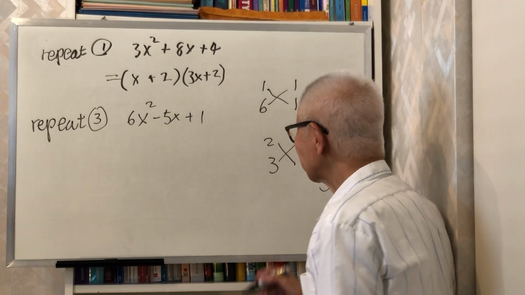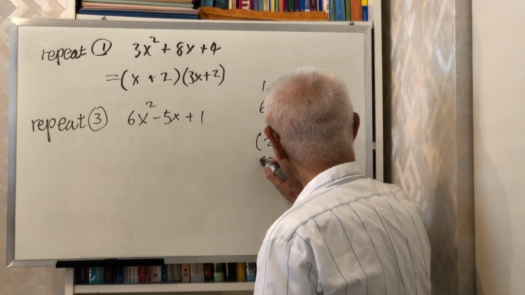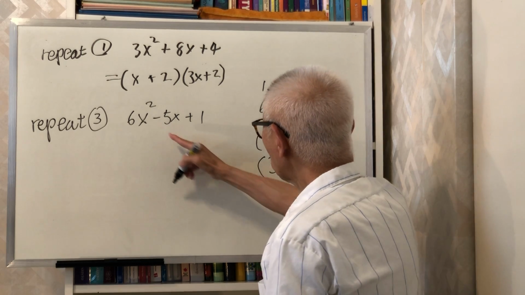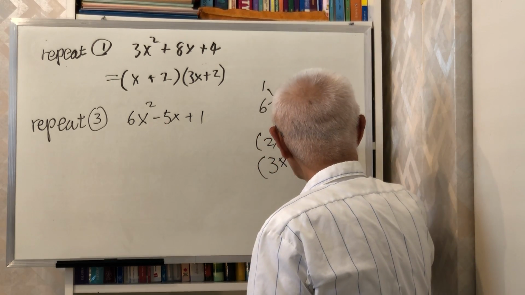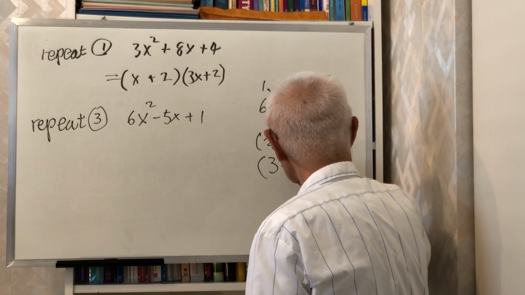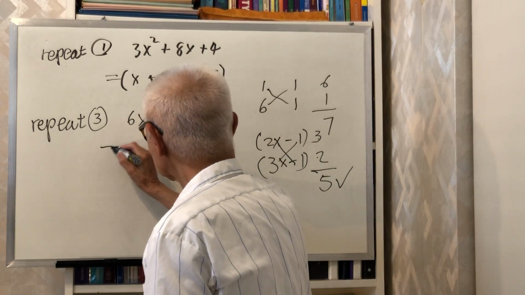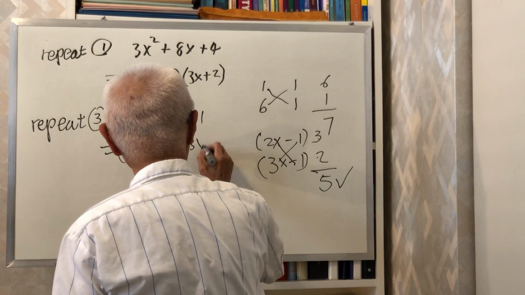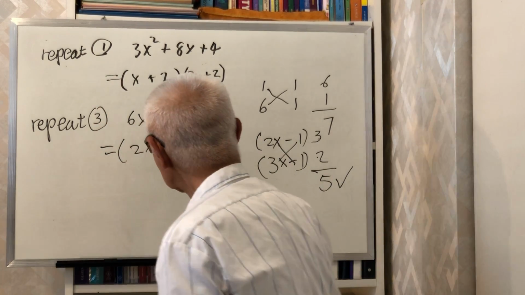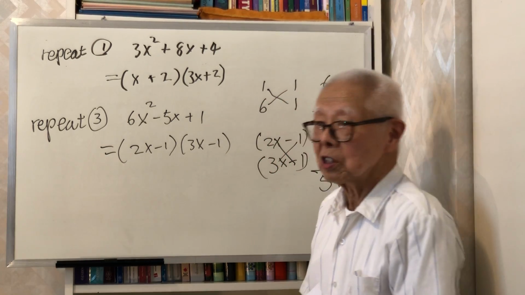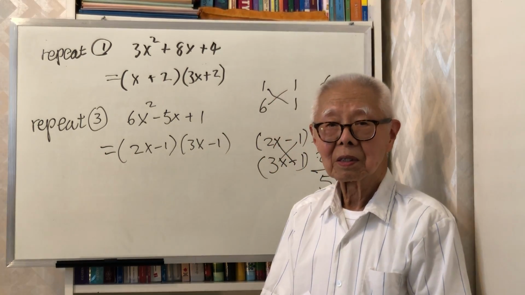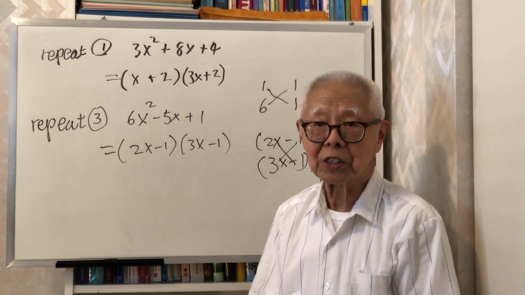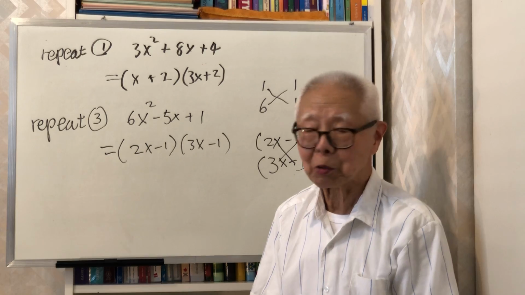5, that's it. So you put brackets here. And this is 2x, 3x. I want negative 5. So I must have negative 3, negative 2. So it's negative, negative. So I have 2x minus 1, 3x minus 1. See? It's not too long, is it? Actually, if you're familiar with this way, it's very short, it's very quick.